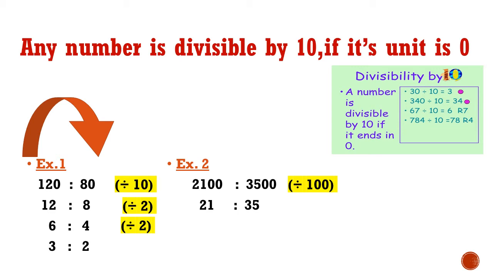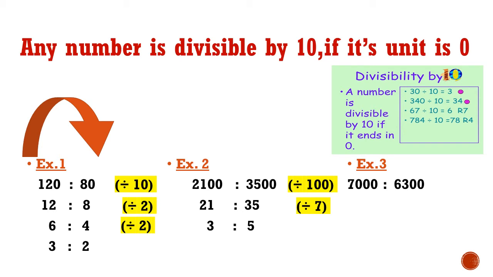We check to divide it by, both of them can divide by 7. Very good. 21 divided by 7 equals 3. 35 divided by 7 equals 5. 3 and 5 is the simplest form.